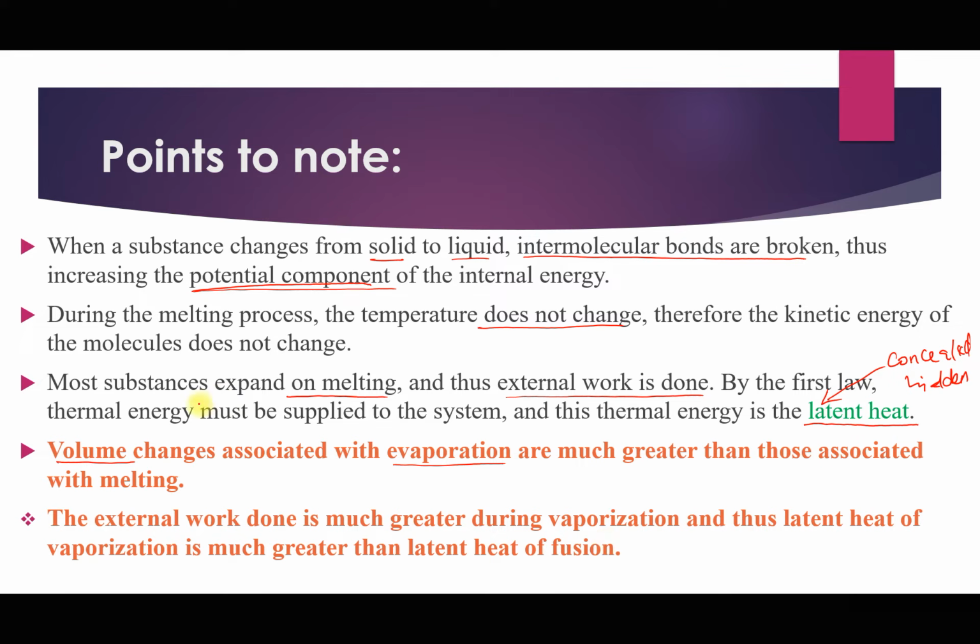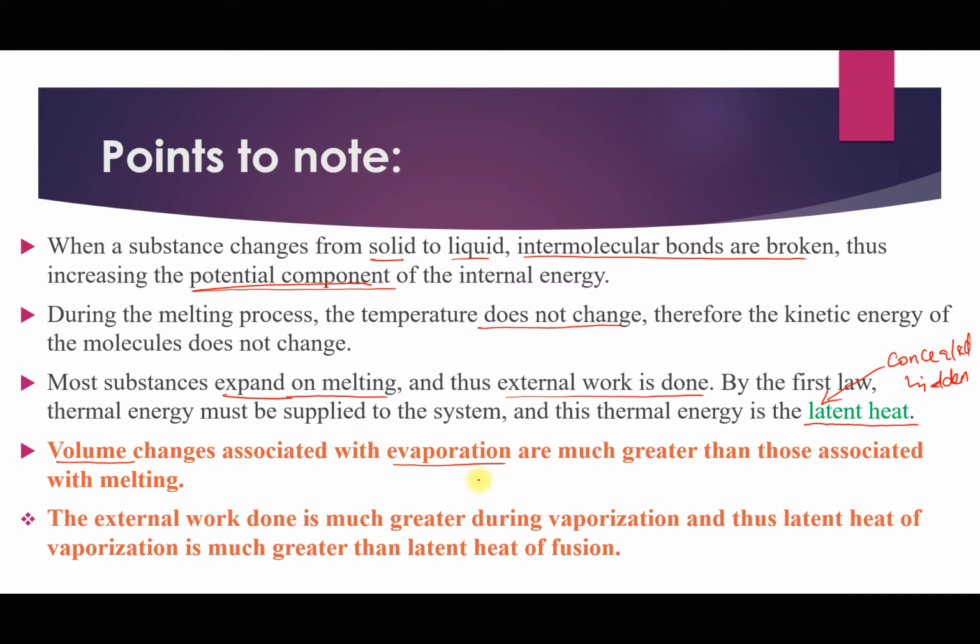So many substances expand on melting, which means there's an increase in volume. That means there's external work done on the surroundings. And the volume changes associated with melting are much smaller than those associated with vaporization, because during vaporization the molecules must move farther apart. During melting, the molecules are still close and have just moved slightly away from each other, so the volume slightly increases.